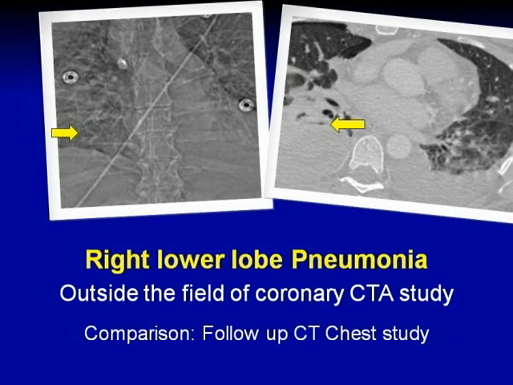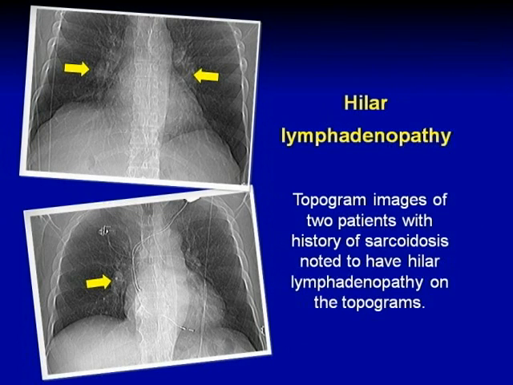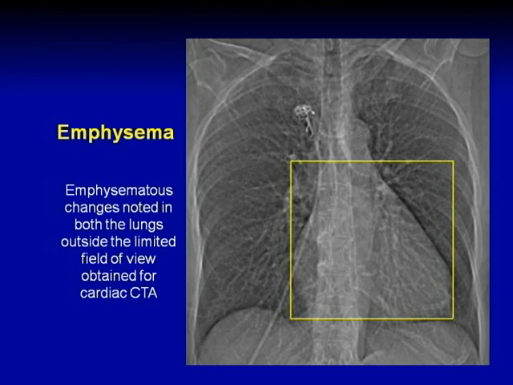Here is a case of a patient with right lower lobe consolidation, and I've put up a CT picture follow-up next to it, which confirmed the presence of right lower lobe pneumonia. A few cases of patients with bilateral and hilar lymphadenopathy. On review, these patients had history of sarcoidosis, and these were incidentally noted on the topogram images. Here's a patient with emphysematous changes noted in both the lungs, but this is again outside the limited field of view.